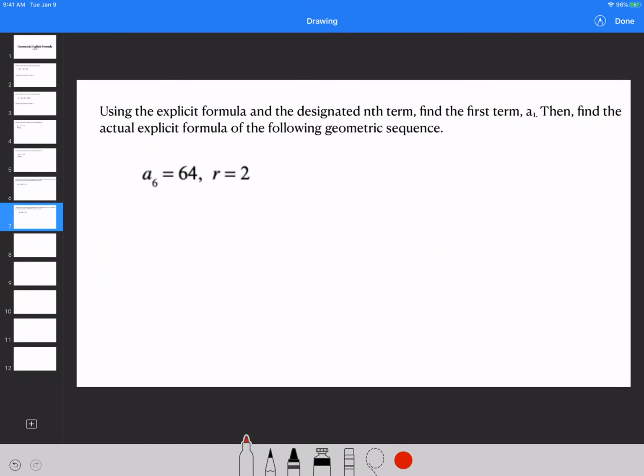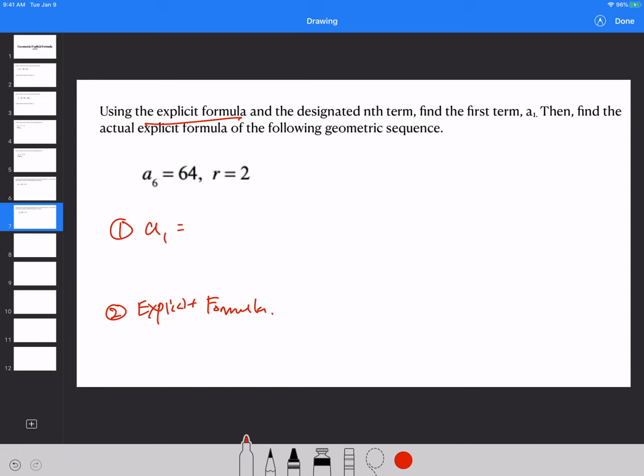All right, so now pause the video, take a look at this format, please, and try to see if you can come up with the explicit formula. First, find the a sub 1, and then find the explicit formula. Pause the video and let me know when you're done.